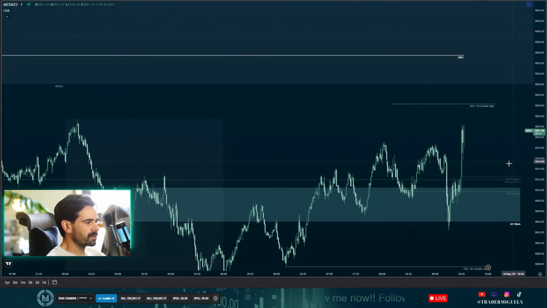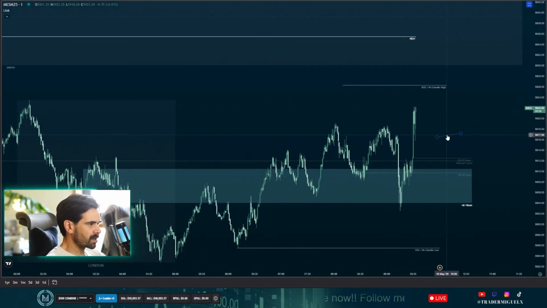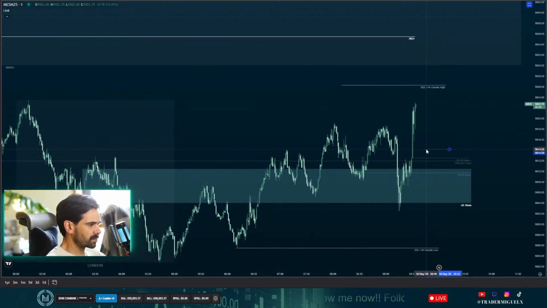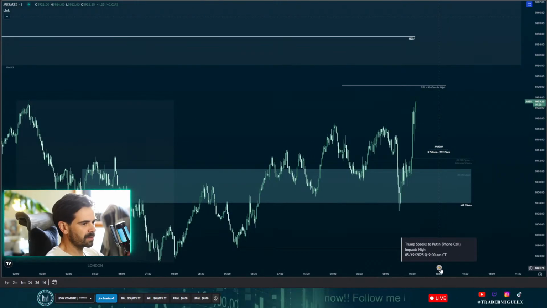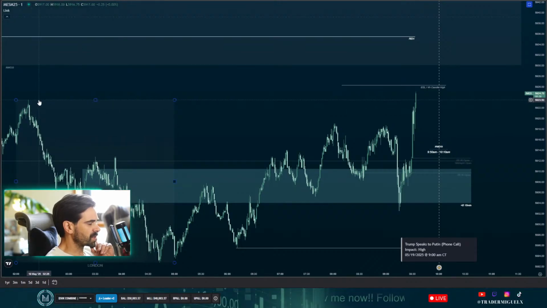Let me just put the macro here as well. So the 950 to 1010 macro. Yeah, 950 to 1010. Since we have Trump speaking with Putin at 10, we will have to wait. Meanwhile, price is reaching for London highs already. So this was a fast and quick and objective drive to the upside.